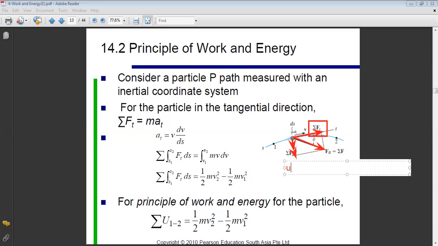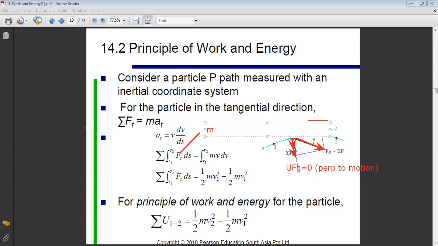So we can say that the work of the forces Fn is equal to 0 because they are perpendicular to motion. So when we want to calculate the summation of work of external forces on a particle, we only account for Ft. So let us compute what is the sum of work of Ft. To find the total work of external forces, it's the summation of the integral from S1 to S2, when we move from position 1 to position 2, of Ft ds. But you know that Ft is what? Ft is simply sum of Ft. When you do summation of Ft, you can replace Ft by m a_t.